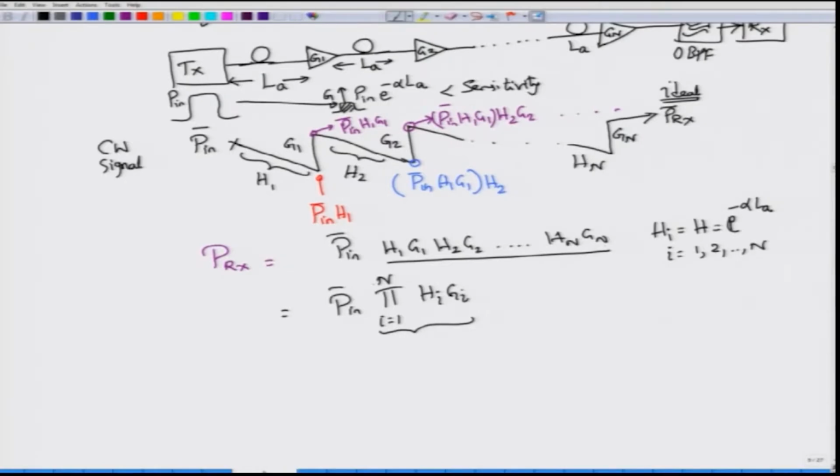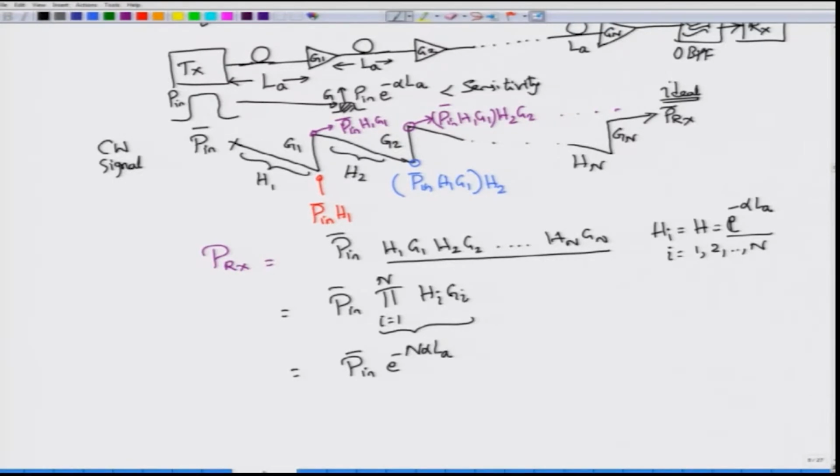So this is what you get at the receiver side, and we have already said that all the loss elements h will be the same. So you can pull that h element outside because it does not depend on the index i. So you simply write this as P in bar and then h. Of course, you are going to multiply this factor n times. This is actually constant and independent of the value of i, but this factor gets multiplied n times. So what you get here is e to the power minus n alpha LA.